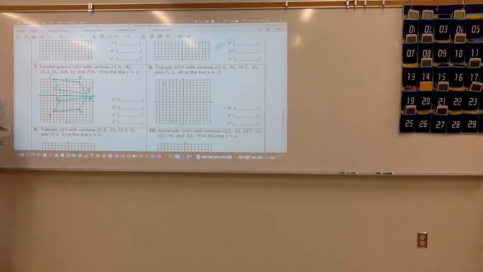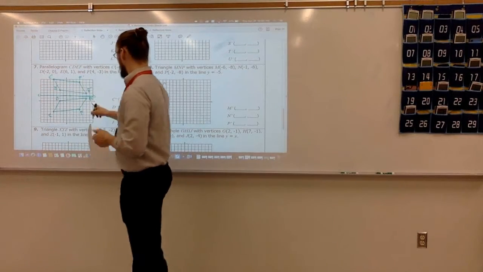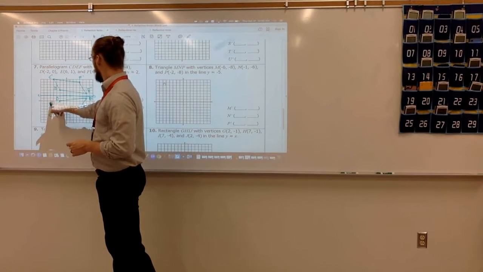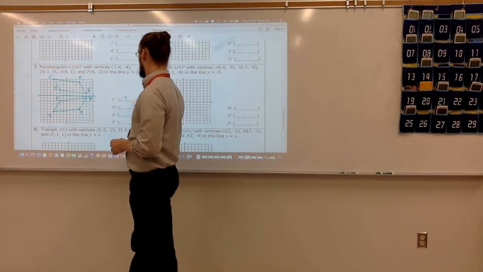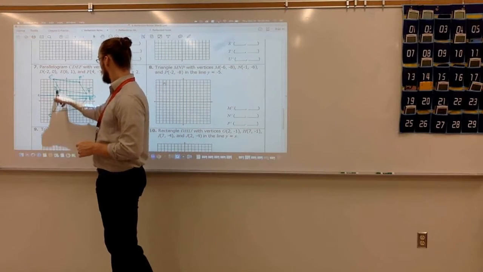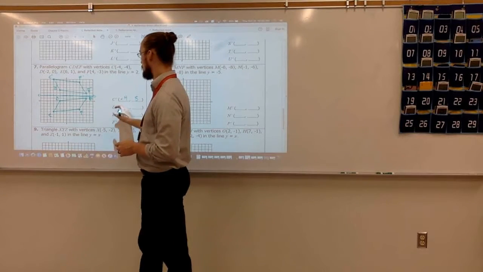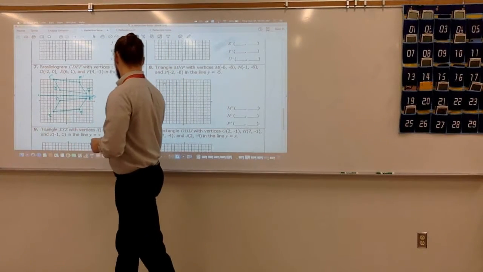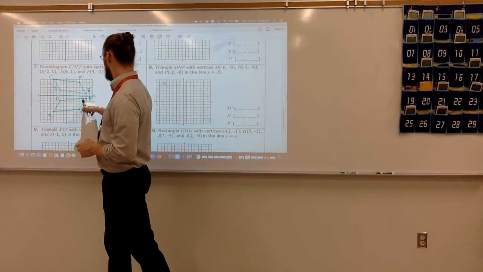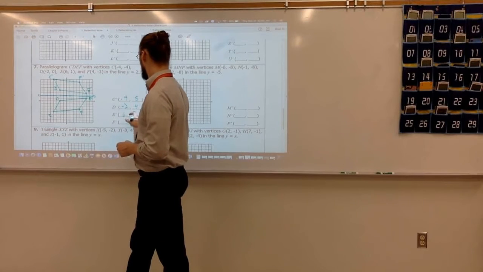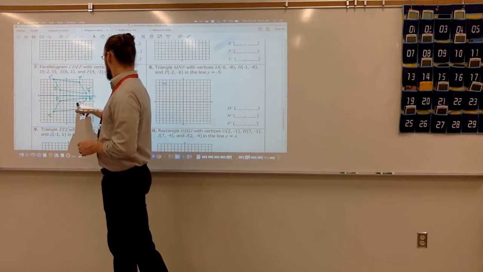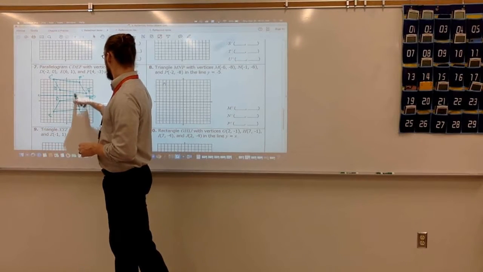Okay, so then just write in those new coordinates. So let's see, C prime will be at -4, 8. D prime is at -3, 4. Or no, sorry, -2, 4. E prime is at 6, 3. And F prime will end up at 4, 7.